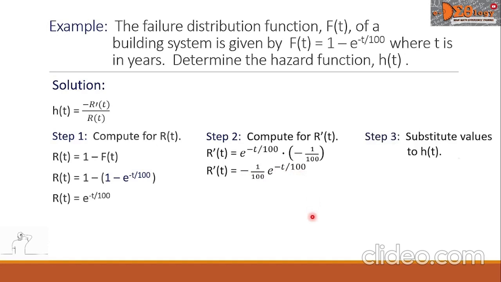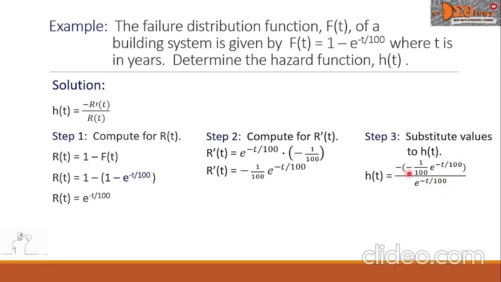Let's proceed with step 3. Let us substitute the corresponding values to our formula h of t. The numerator is the value from step 2 and the denominator is the value from step 1. So it will be like this. H of t is equal to the negative of the quantity negative 1 over 100 times e raised to negative t over 100 all over e raised to negative t over 100.